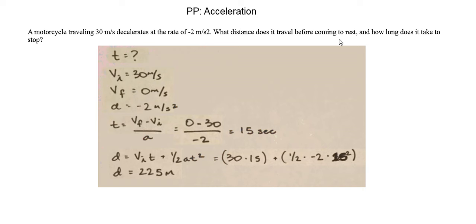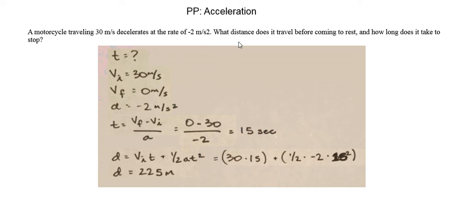We know it's going to come to rest, which tells us that the final velocity is going to be 0 meters per second. The acceleration is negative because it's slowing down, it's decelerating. So you put it in with a -2 meters per second squared. Whenever acceleration is negative, that means it's slowing down. Then t equals vf minus vi over a, and we get a time of 15 seconds. It'll be -30 divided by -2.